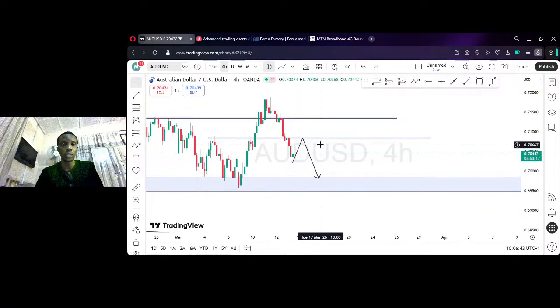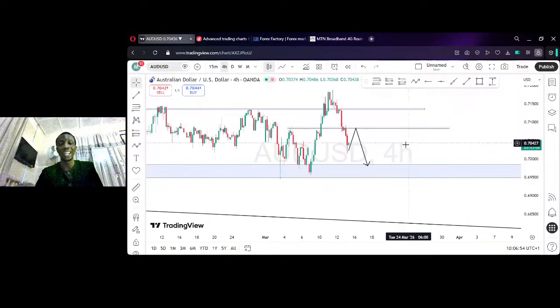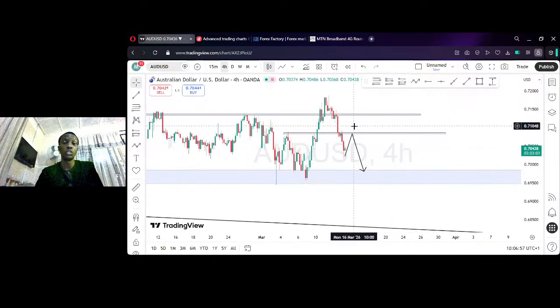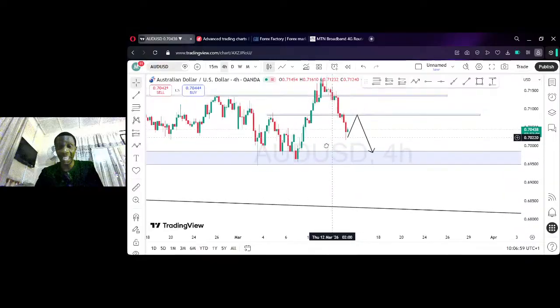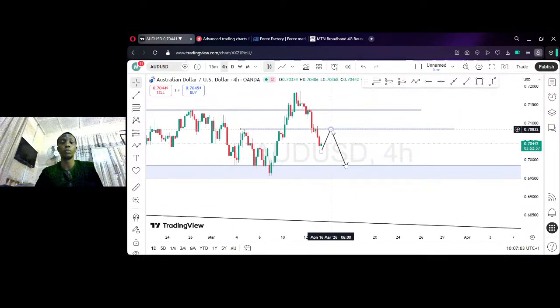I want to see a breakout and a retest, and price will continue to push to the downside. That would be my entry criteria on AUD/USD. If I can see this, I will jump in for a sell position right here. I'm expecting this to happen, and I will take the short sell. So that is that on AUD/USD.